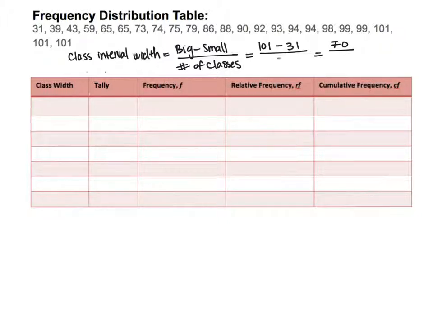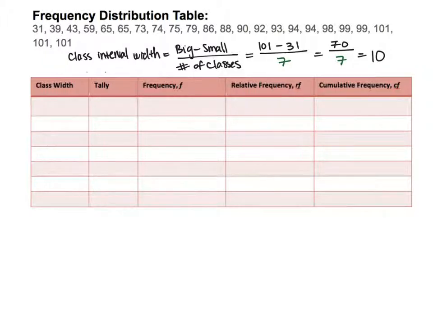So the number of classes that I'm going to choose is 7, because if I divide by 7, I get 10. Now, I could have also chosen 10. 10 divides into 70 really well too. To be honest, I could have done both. Yeah, I could have done 10 as well. So I just chose 7 because it was the first number that popped in my head.